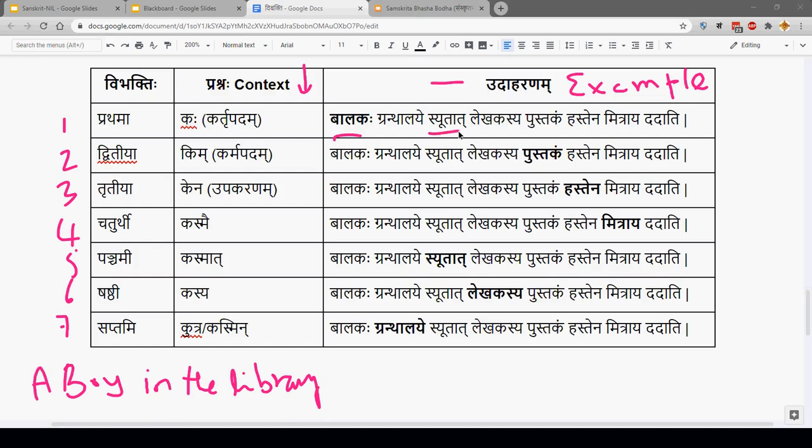Syutat, third, from. Syutaha means the bag, suitcase. A bag. From a bag. Lekhakasya pustakam. We have already studied Lekhakasya, the Shashti Bhakti, right? Sixth case ending. Lekhaka means writer, so Lekhakasya means of the writer. And pustakam is book. Book of the writer, writer's book.